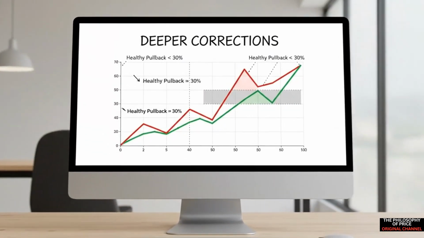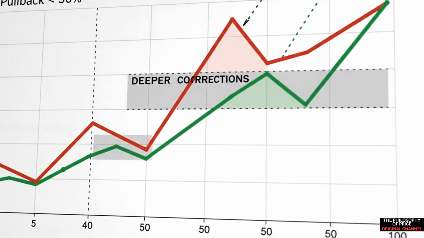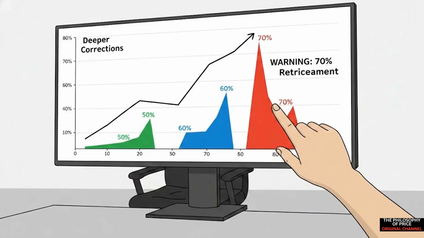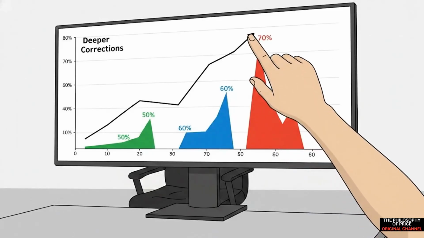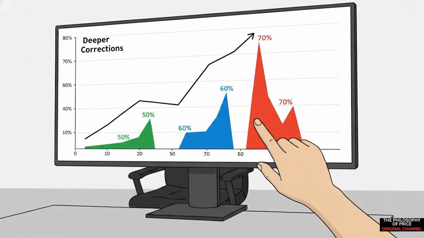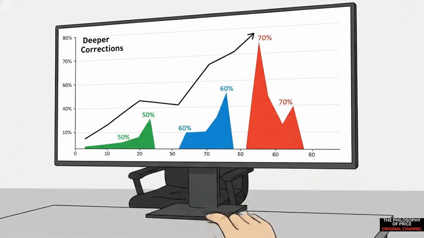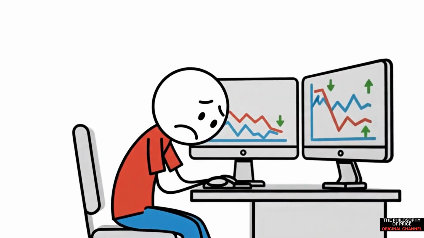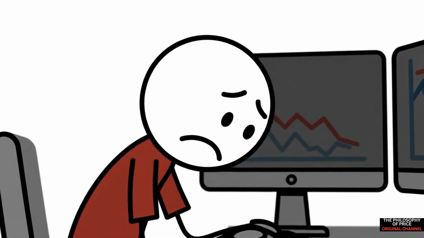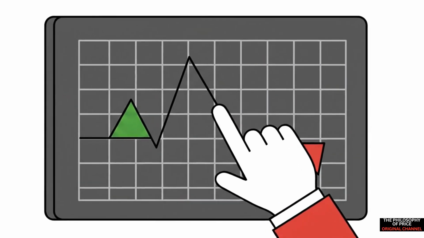The second warning sign is deeper corrections. In a healthy uptrend, pullbacks are typically shallow, often less than 30% of the prior move. These pullbacks often don't even reach the midpoint of the preceding move. However, a warning appears when corrections begin to deepen, consuming 50, then 60, then 70% of the prior leg. This indicates that buyers are no longer asserting their dominance with the same intensity, suggesting a significant shift in market control.